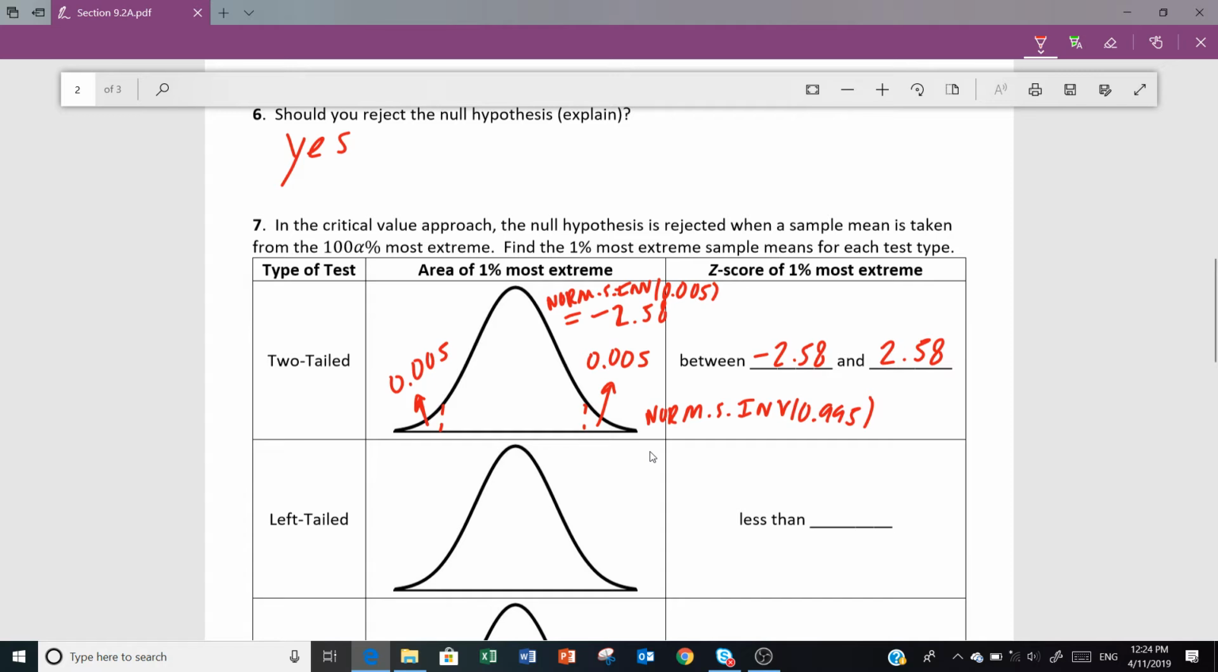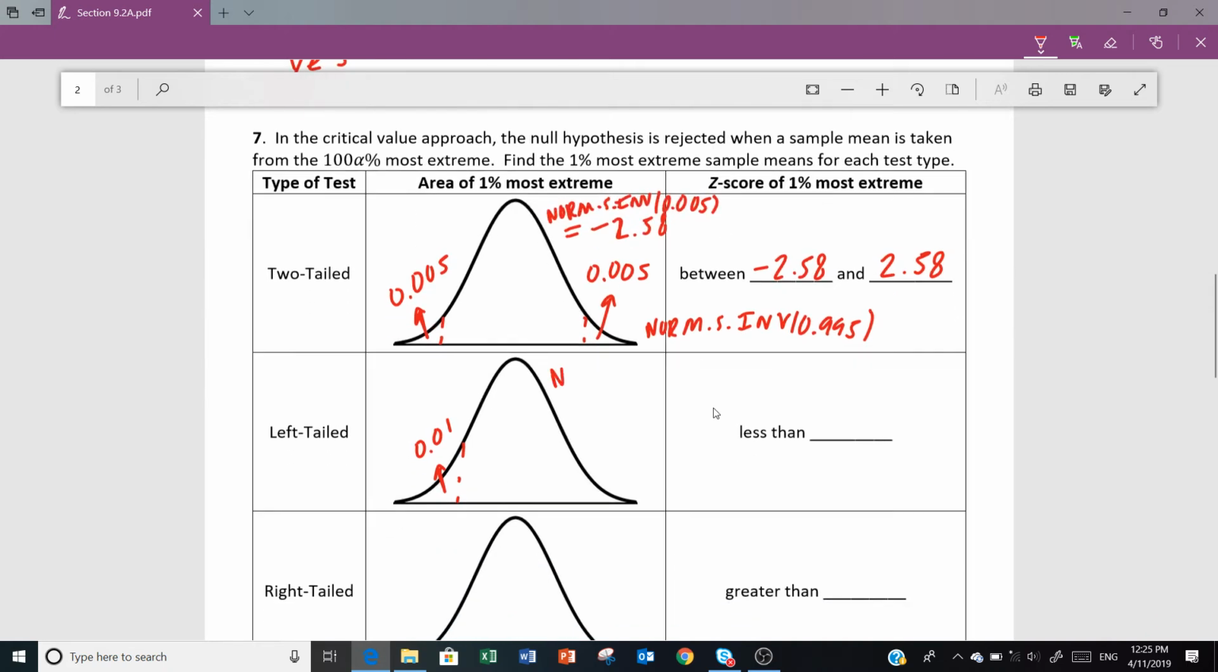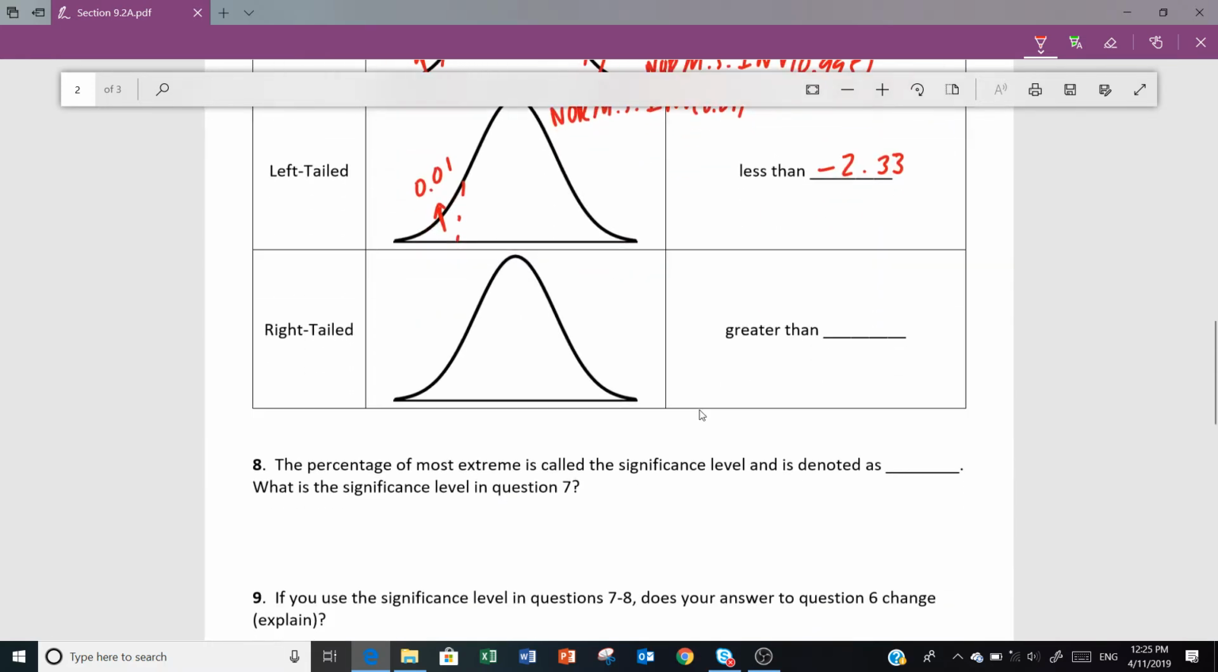Left-tailed test. Where are the most extreme values in a left-tailed test? Is it on both sides? No, it's just on the left side. So it's 0.01 over here. Norm.s.inv of 0.01. I don't remember what this value is, but I know it's negative 2.33.